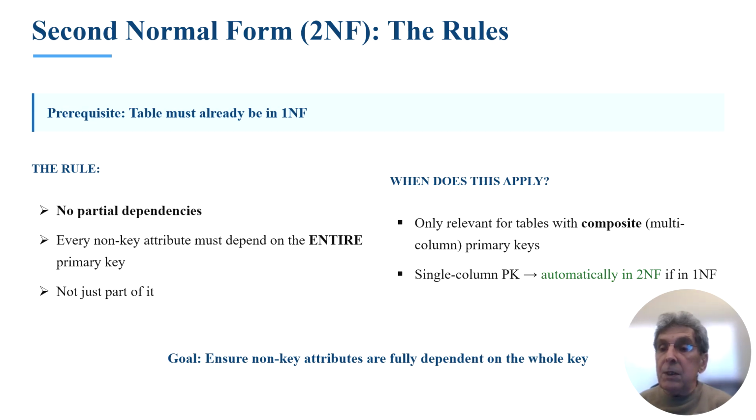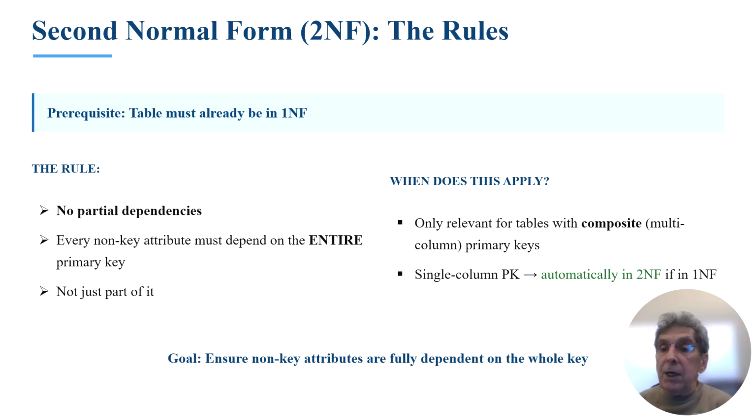When does this matter? Only when you have a composite primary key, a key made of multiple columns. If your primary key is a single column and you're in first normal form, you're automatically in second normal form. But a partial dependency can occur when there's a multi-part key to be partial about.